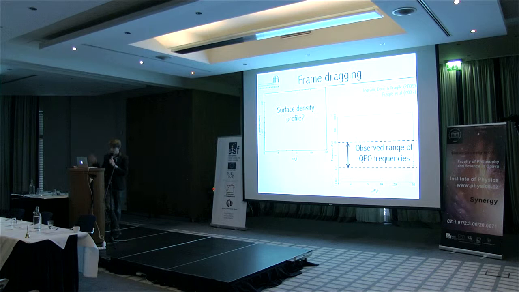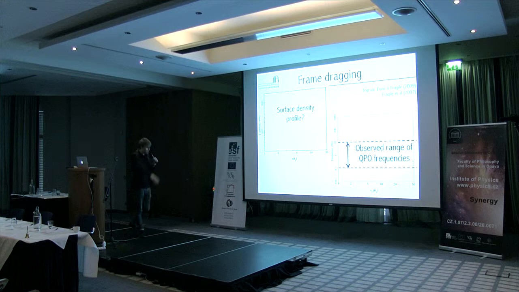But then the big first question, the qualifying round for this model, is what do the frequencies do? I said a few slides ago that all you need to do in order to calculate the frequency is have the surface density profile. On the left here, this is surface density on the y-axis and radius on the x-axis. And we want to match the observed range of QPO frequencies in black hole binaries. Over on the right, the y-axis is frequency, going between 0.1 and 10 hertz, which is the range of frequencies that you tend to get in black holes.